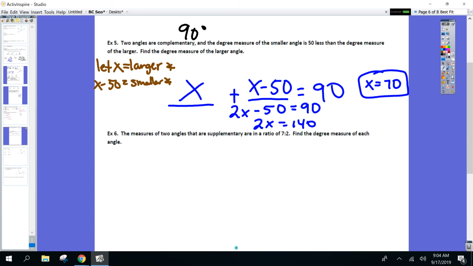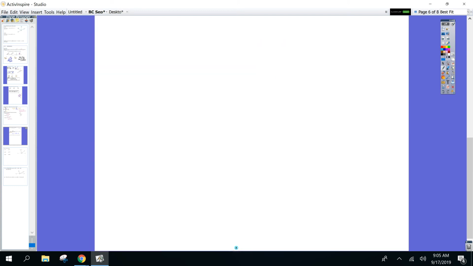Questions, comments, concerns? You can, whatever floats your boat. Because it did say find the degree measure, so it's already assumed that's degrees, but you can. I'm not going to be picky about that. All right, next here.